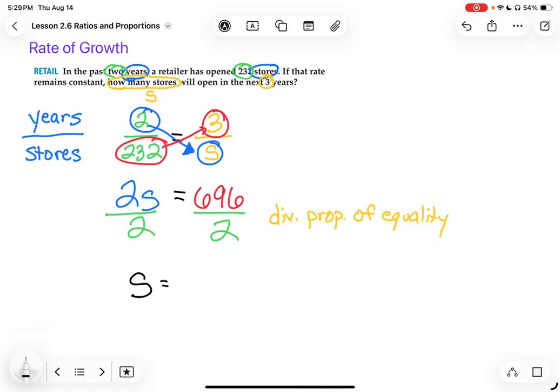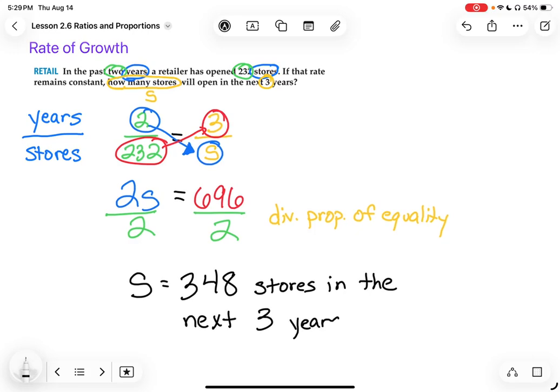And in fact, if I do 696 divided by 2, I know 600 divided by 2 is going to be 300. So I already know my answer is going to be somewhere in the 300s. And then 96 divided by 2 is 48. So 348 stores in the next 3 years is an answer that certainly makes sense.